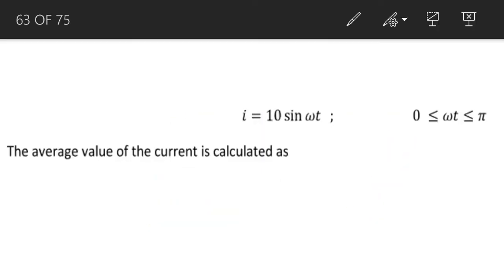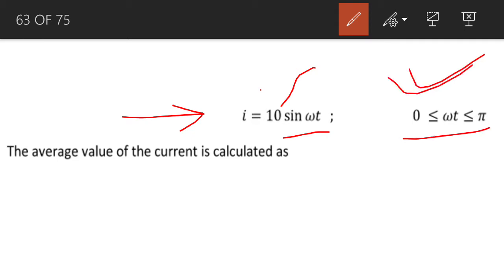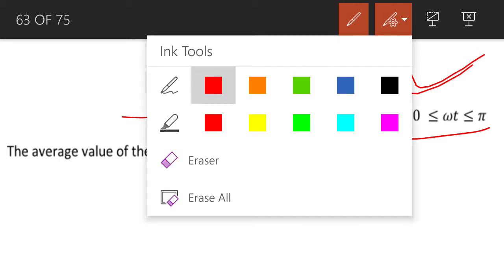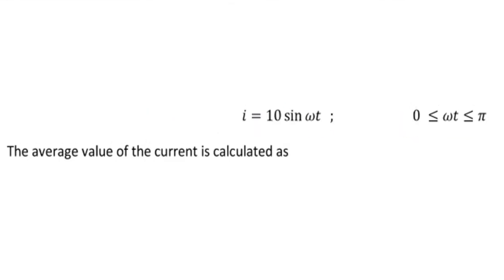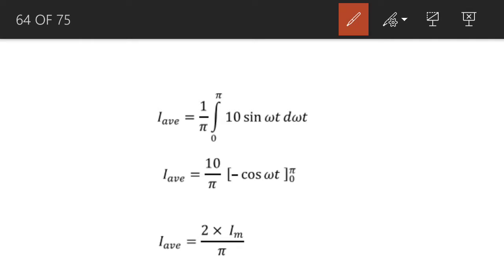So you see, we have the equation for the current. The maximum value of the current is 10, and then we have sine of omega t, but omega t is changing from 0 to pi. So this equation is valid only in this particular region. So let us calculate the average value of this current. For the average value, we use this particular equation.